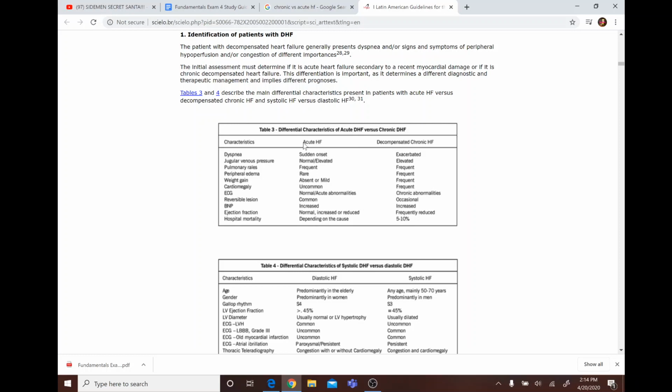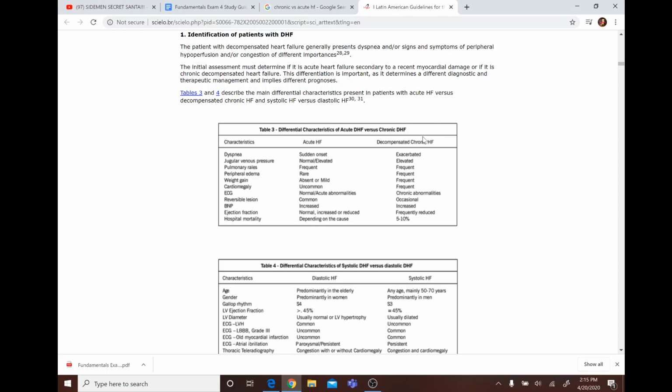So, with acute heart failure, you're going to have sudden onset of dyspnea. You may have normal or elevated jugular venous pressure. You'll have frequent pulmonary rales. You'll rarely have peripheral edema. You may have weight gain, but it'll be mild if you do. You won't have cardiomegaly. You might have normal or acute abnormalities on ECG. You might have some reversible lesions. You'll have increased BNP. Your ejection fraction will be normal, increased, or reduced. Hospital mortality depends on the cause.